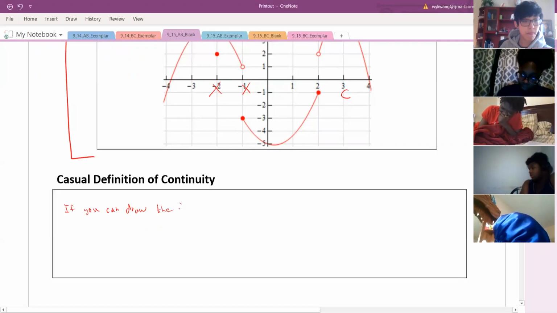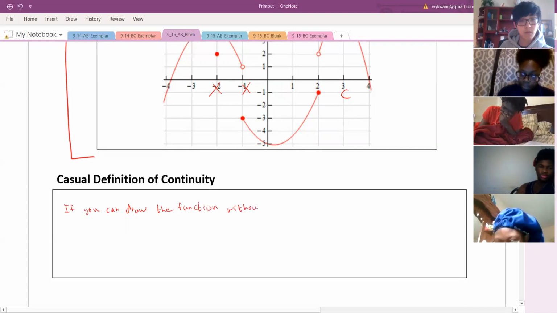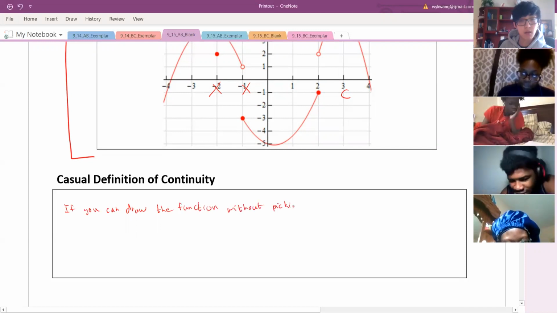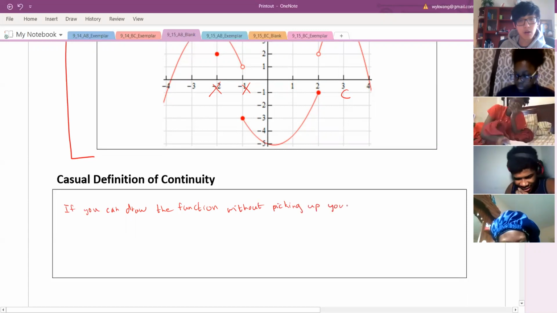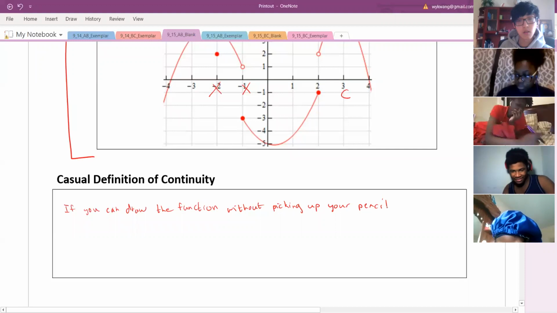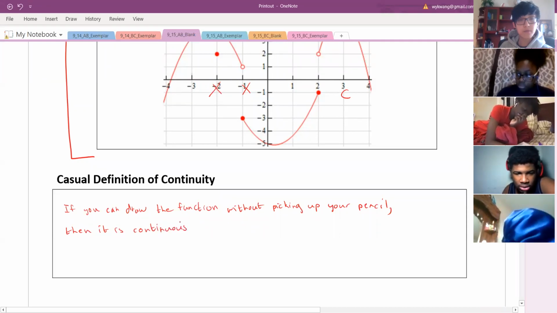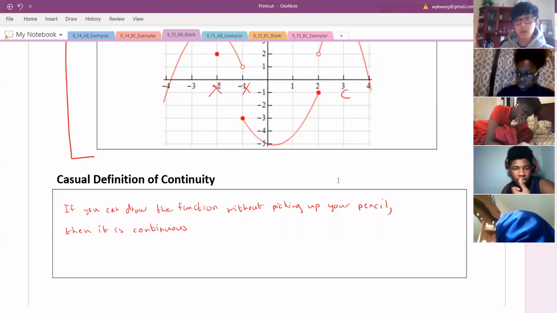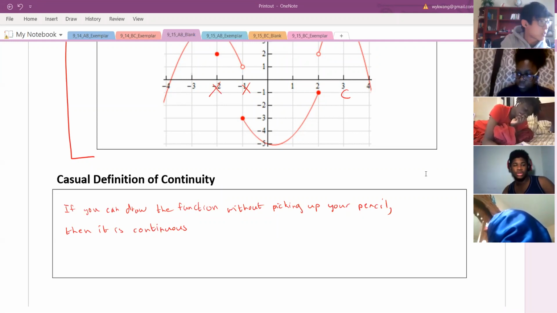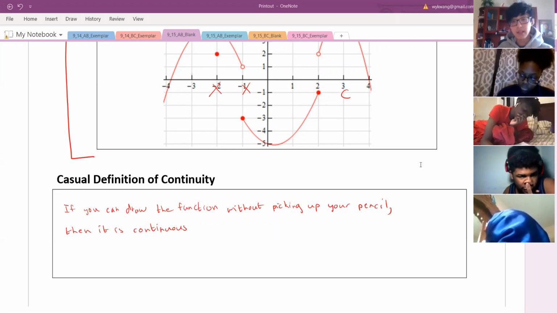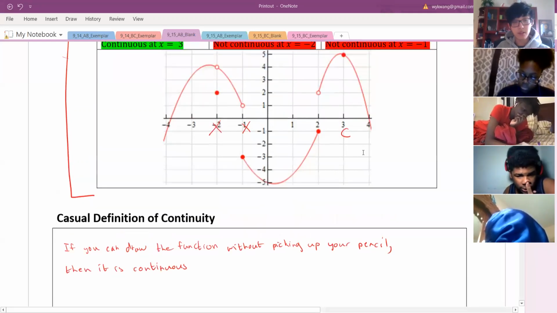If you can draw the function without picking up your pencil, then it is continuous. So I'm going to give everyone 10 seconds to write that down. And I'm going to demonstrate that really quick.